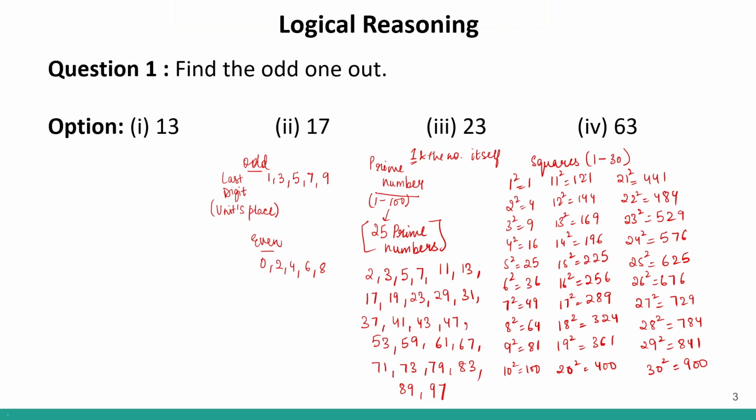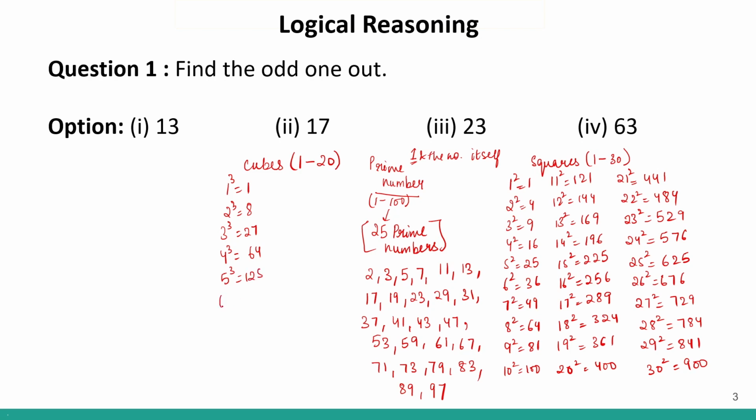Clear? Now, I told you also to remember cubes. So cubes of at least 1 to 20 or 1 to 15, as much as you can remember, because these are bigger numbers. So 1 cube we know is how much? 1 cube is 1, 2 cube is 8, 3 cube is 27. Similarly, 4 cube is 64. 5 cube is 125. Then 6 cube is 216.